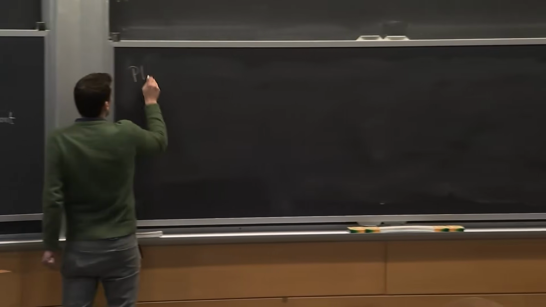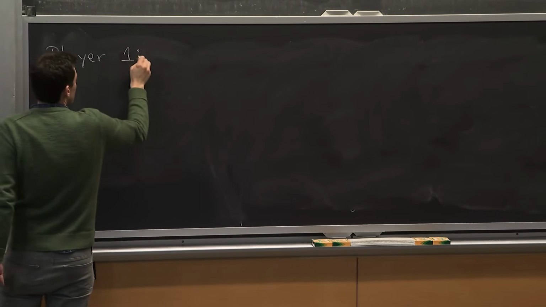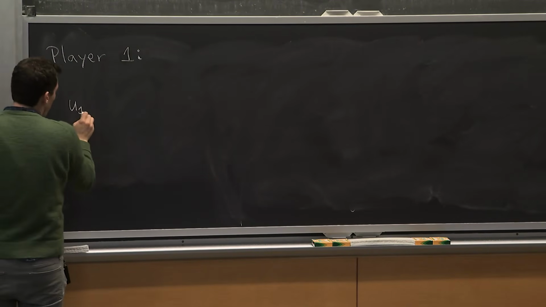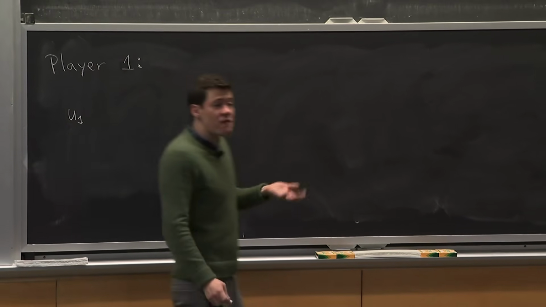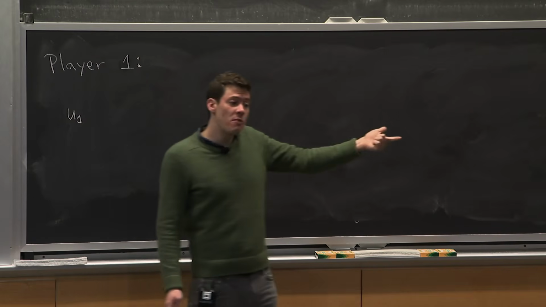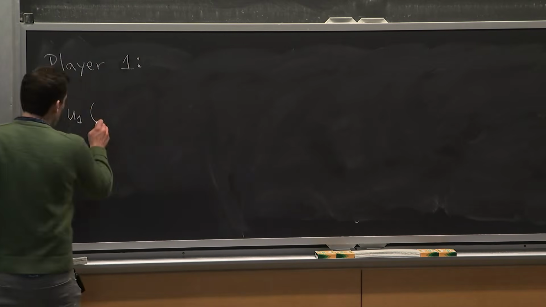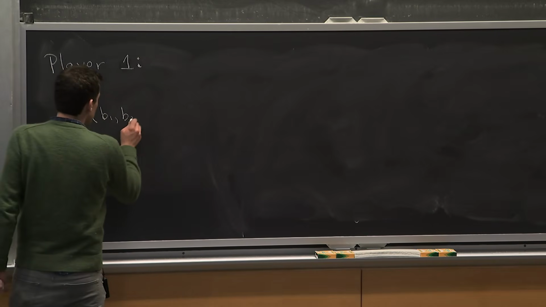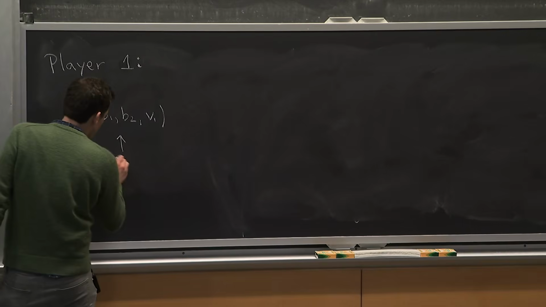So let's look at player 1. We could reason about player i, but I think that just makes it a little more abstract. So let's look at U_1, player 1's utility, as a function of, well, what are the things that can affect player 1's utility? How much they bid, how much the other player bids, and also how much they value the good. So we're going to write U_1(b_1, b_2, v_1). So these are the bids of both players.